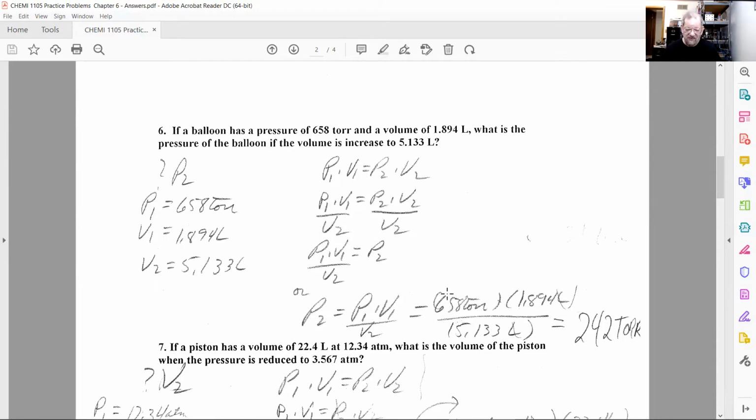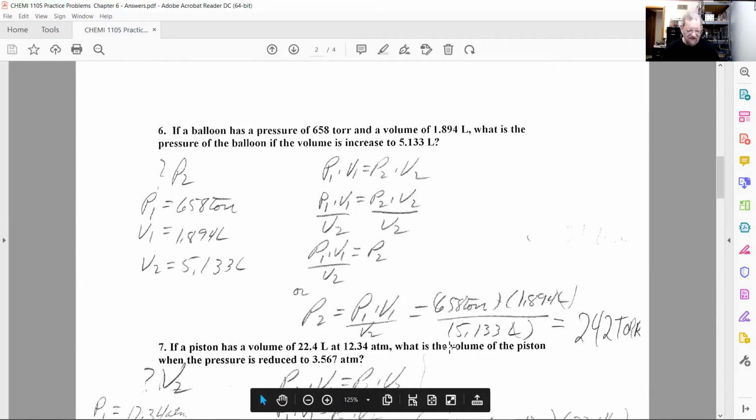And notice this is 3 significant, 4, and this is 4. When you multiply and divide, you get the same number of significant figures in your answer as the number that has the lowest significant figures. In this case, 3, 4, 4. I hope you all agree 3 is the lowest number. So my answer has 3 significant figures.